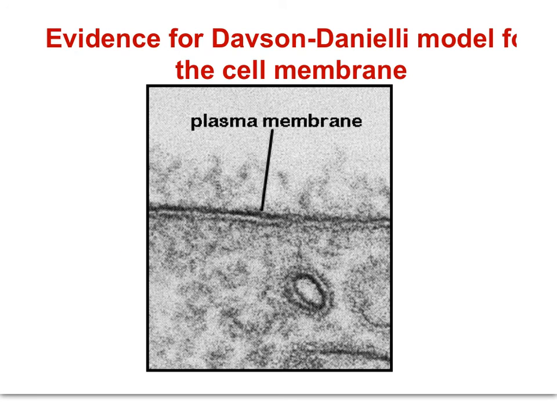Electron microscopy became a new technique in the 1950s, and the early micrographs showed membranes as 2 dark lines separated by a lighter band. Proteins were known to appear darker than phospholipids. Thus, early electron micrographs seem to support the Davson-Danielli model.